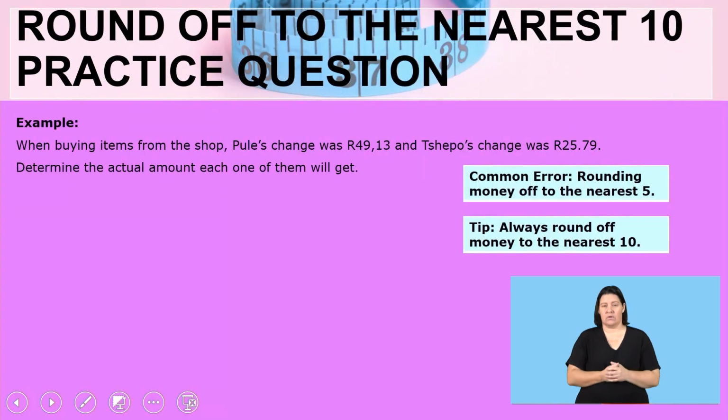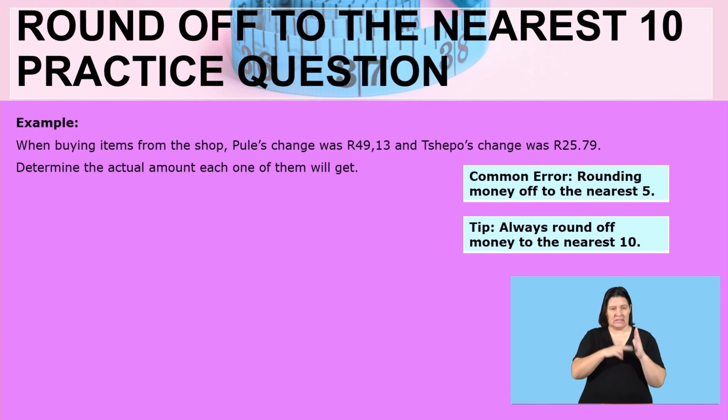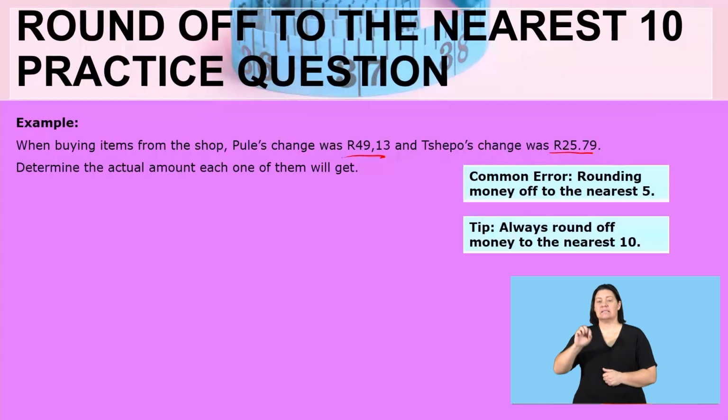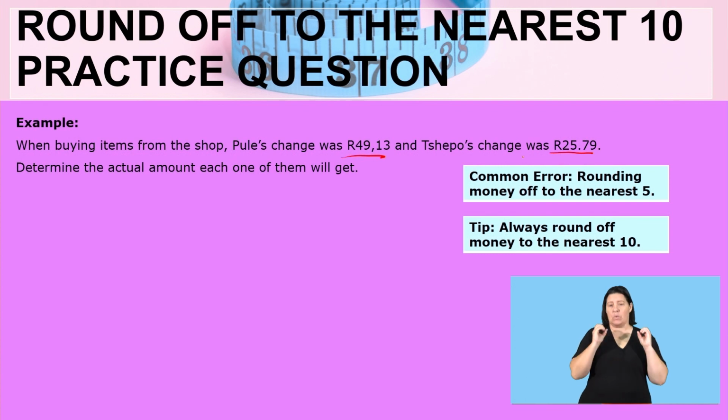Now let us have a look at this activity that we need to do together. This activity reads as follows. When buying items from the shop, Pule's change was 49 Rand 13, and Tshego's change was 25 Rand 79. Then we have to determine the actual amount each one of them will get as change. Because remember, when you pay, there's no 7 cents that you will get, and there's no 1 cent that you will get, but rather the amount will be rounded off to the nearest 10.